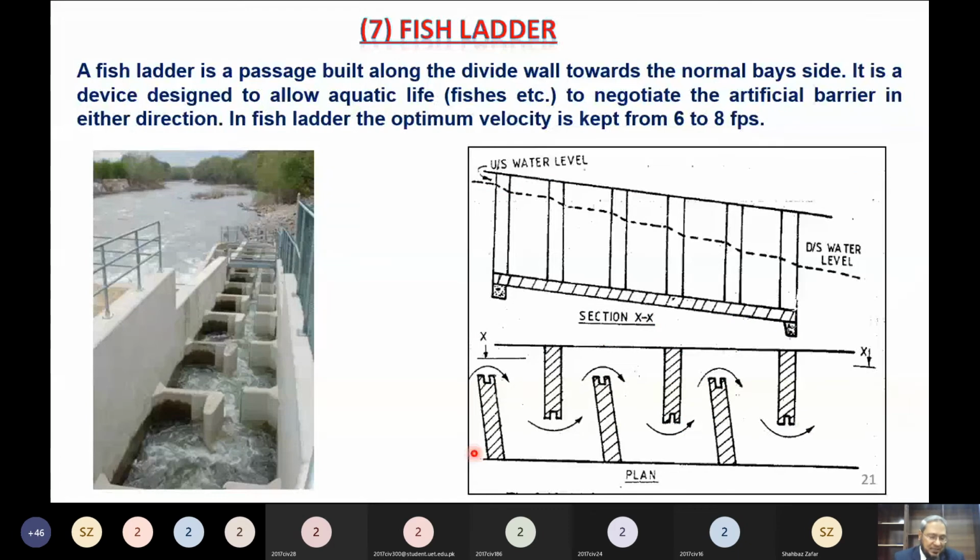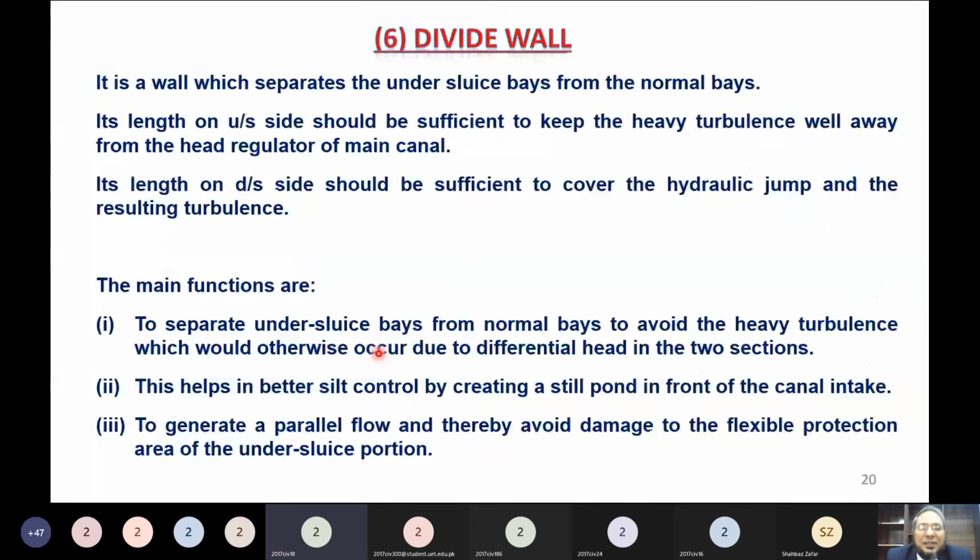Now the next is the fish ladder. We have very little time. Excuse me, sir, can you explain the previous point, the third one, for the divide wall?